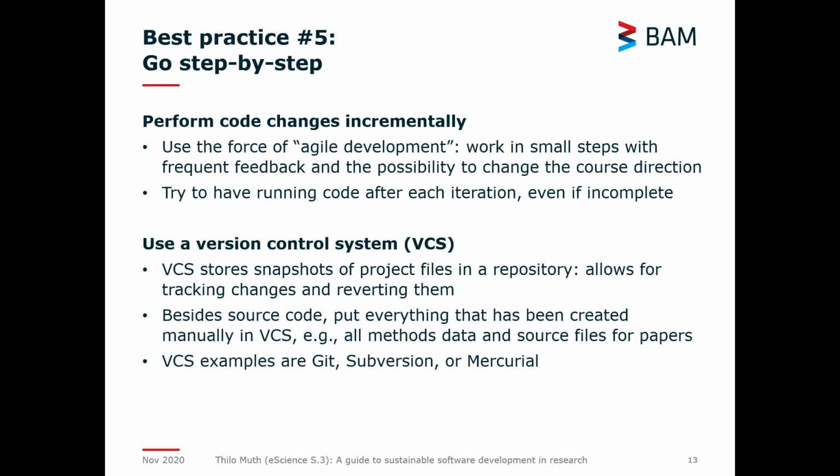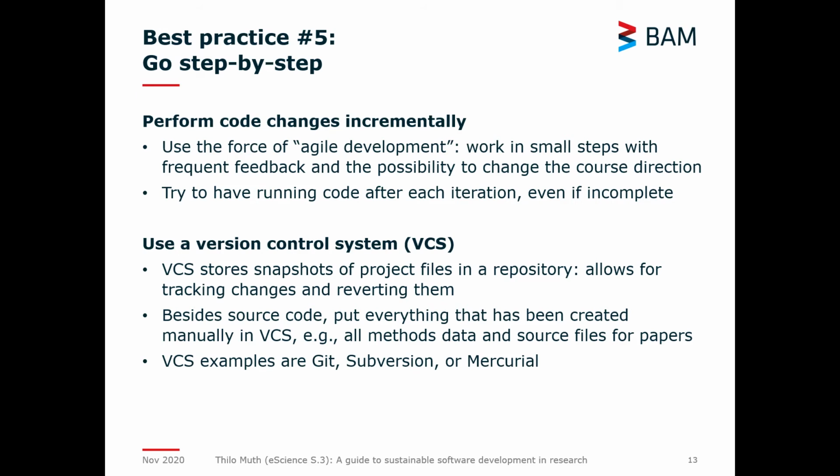Next best practice is very typical in research in general. When you perform a PhD or a postdoc and you have a new research topic, then you need to go step by step. And the same you do when you're coding. Perform code changes incrementally. Use the force of agile development, that's how it is called here. So you work in small steps with frequent feedback, and also the possibility to change the course direction. Try to have a running code after each iteration, even if it's incomplete, but try to have it running.